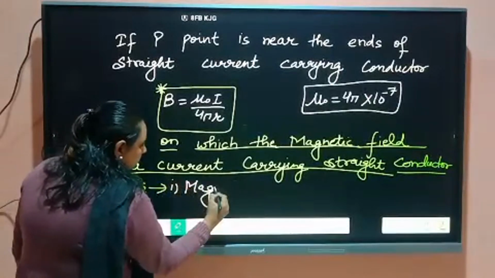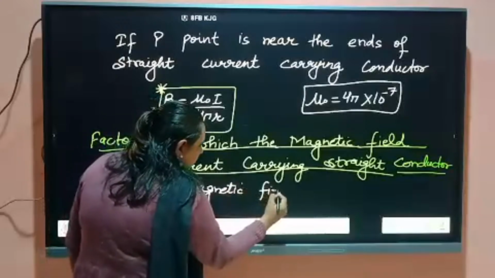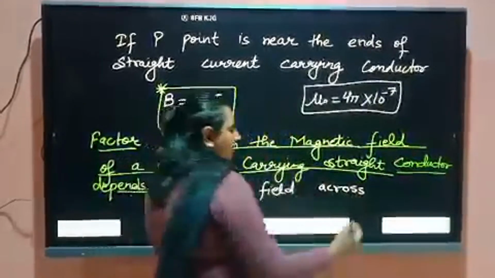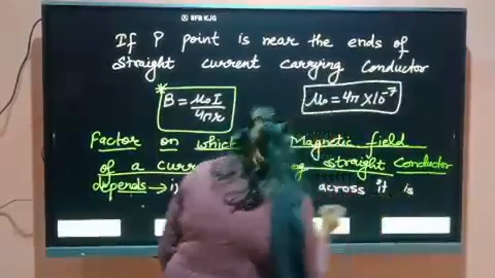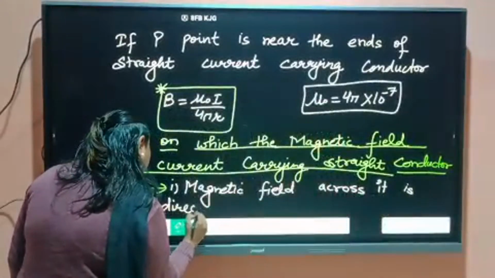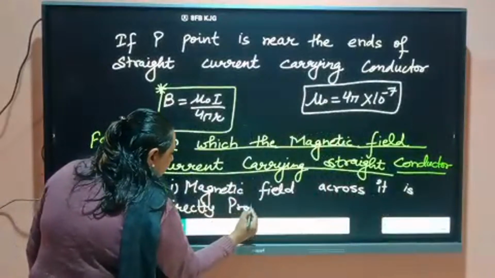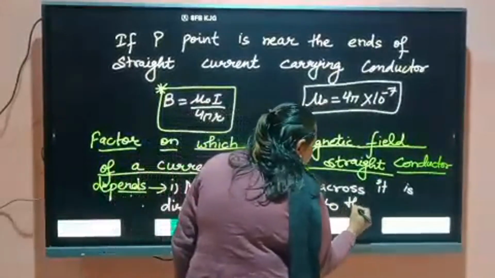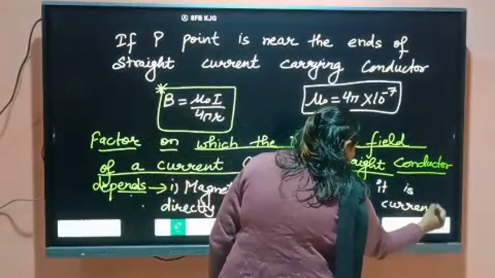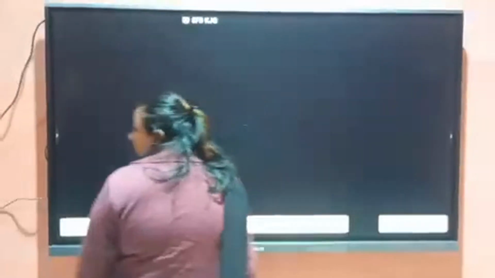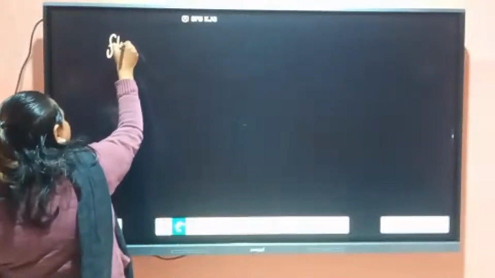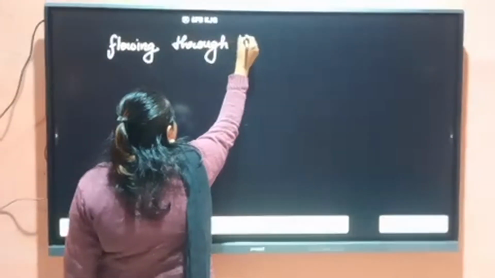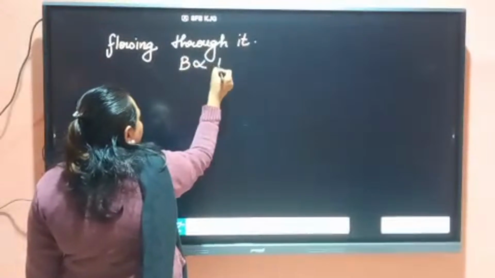Magnetic field across the straight current carrying conductor is directly proportional to the current flowing through it. That means B is directly proportional to I.